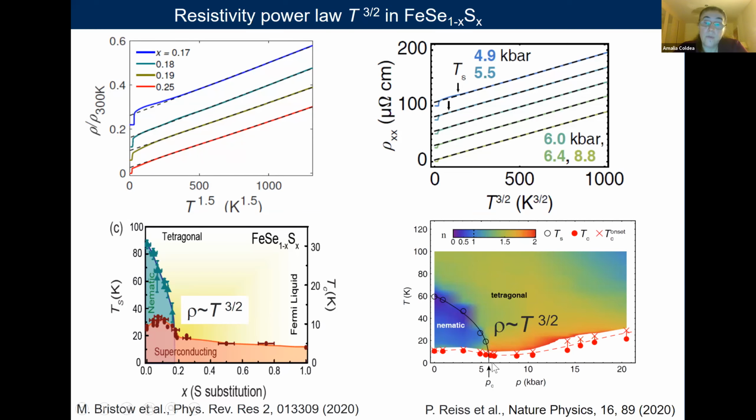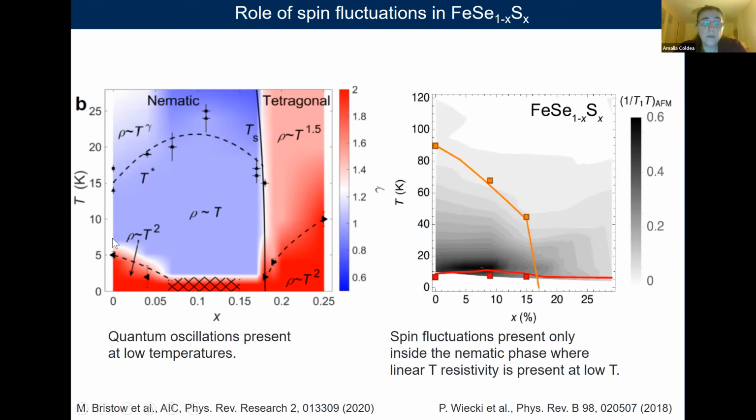And as compared to what we heard before from Naja's talk, we do identify linear T behavior for most of the samples inside the nematic phase. And even the 17% sample he referred to is just on the border. So every time we are inside a nematic phase, there is a regime where a linear T behavior can be found over a limited temperature regime. Eventually, all the materials will become Fermi liquids, and we see quantum oscillations in all these concentrations.